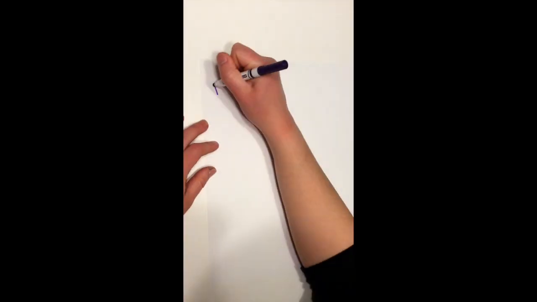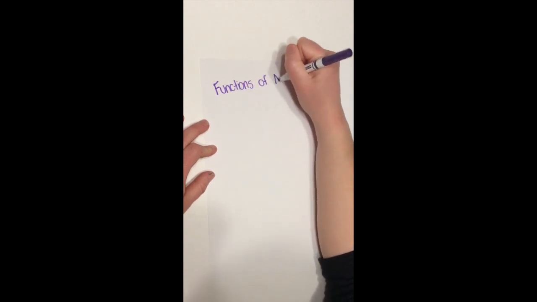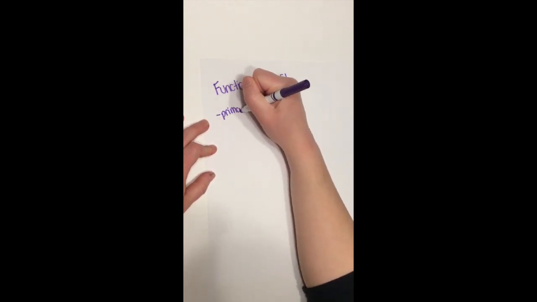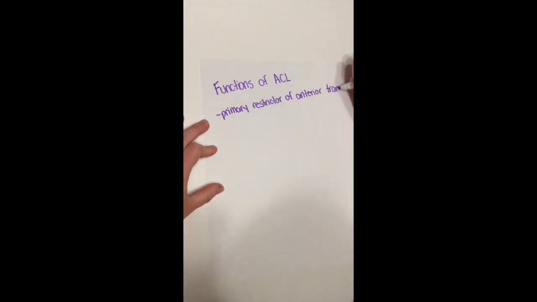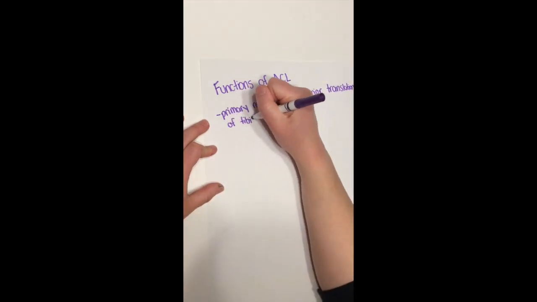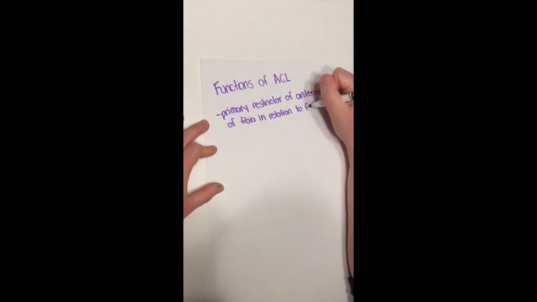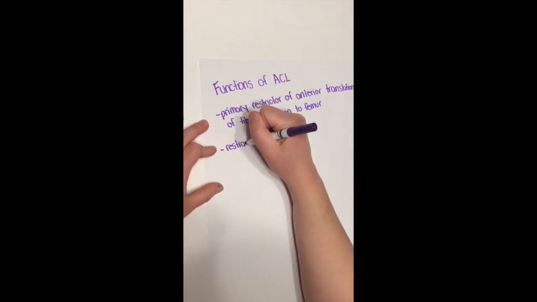The ACL acts as a primary restrictor to anterior translation of the tibia in relation to the femur. Secondarily, it acts as a restraint to internal rotation of the tibia, valgus, varus, and hyperextension of the knee. The balance of elastic and stiffness properties within the ACL facilitates its function.